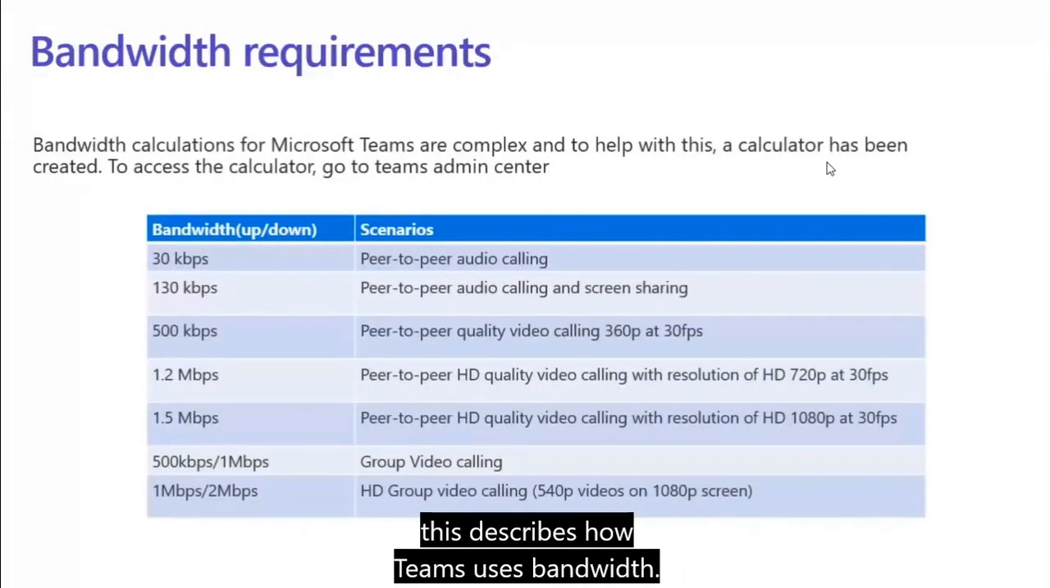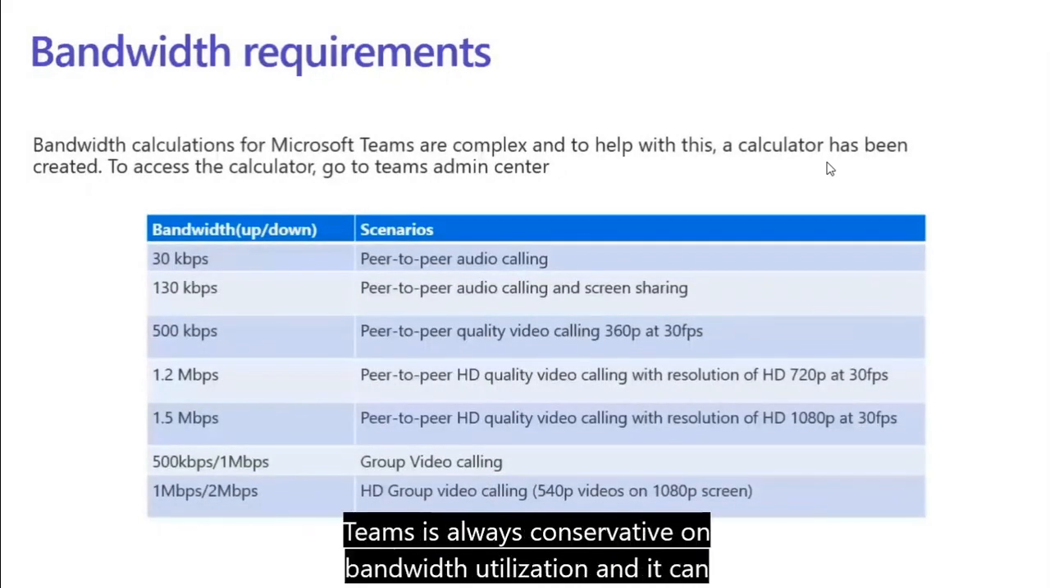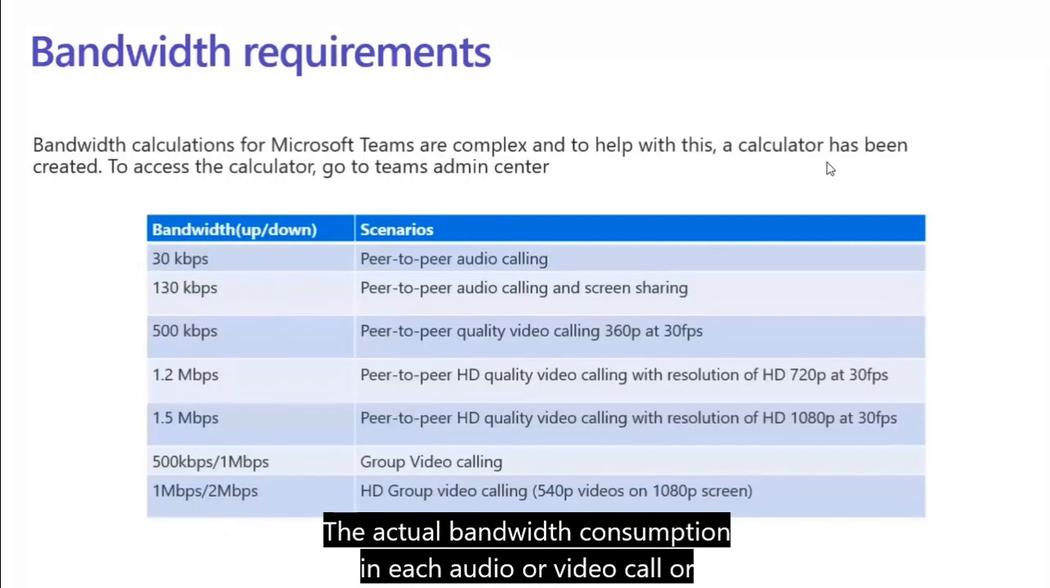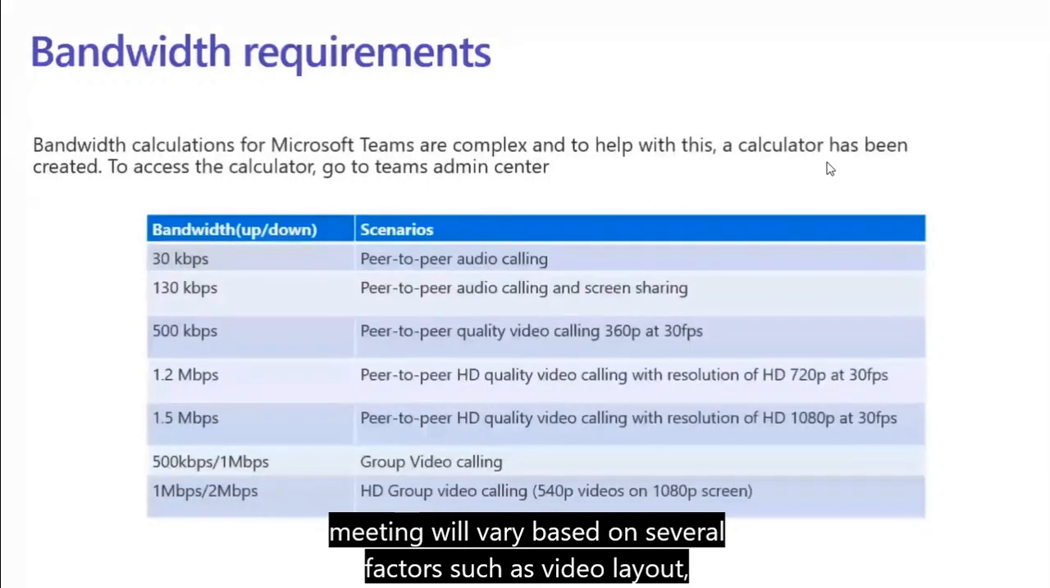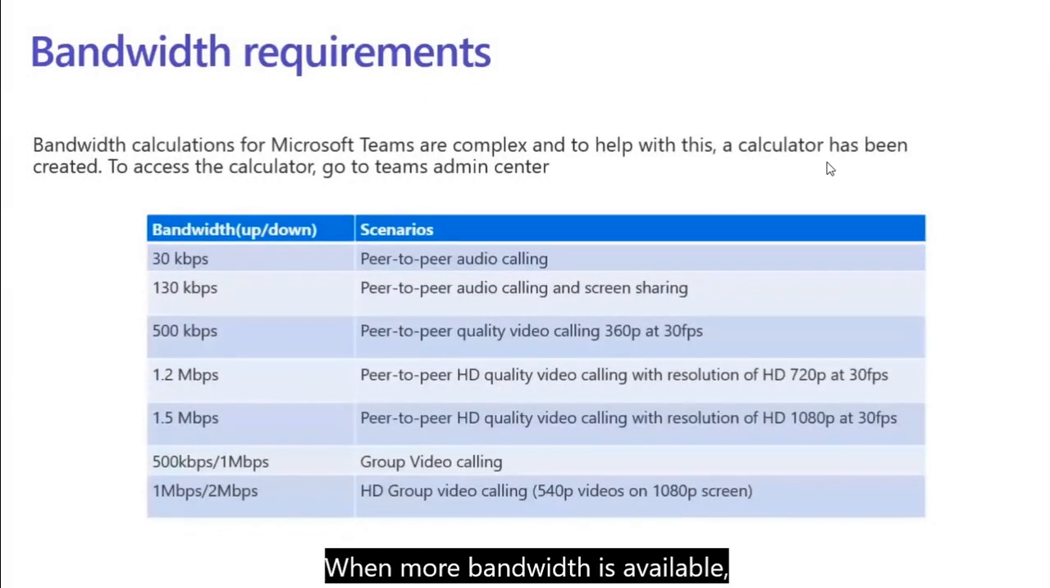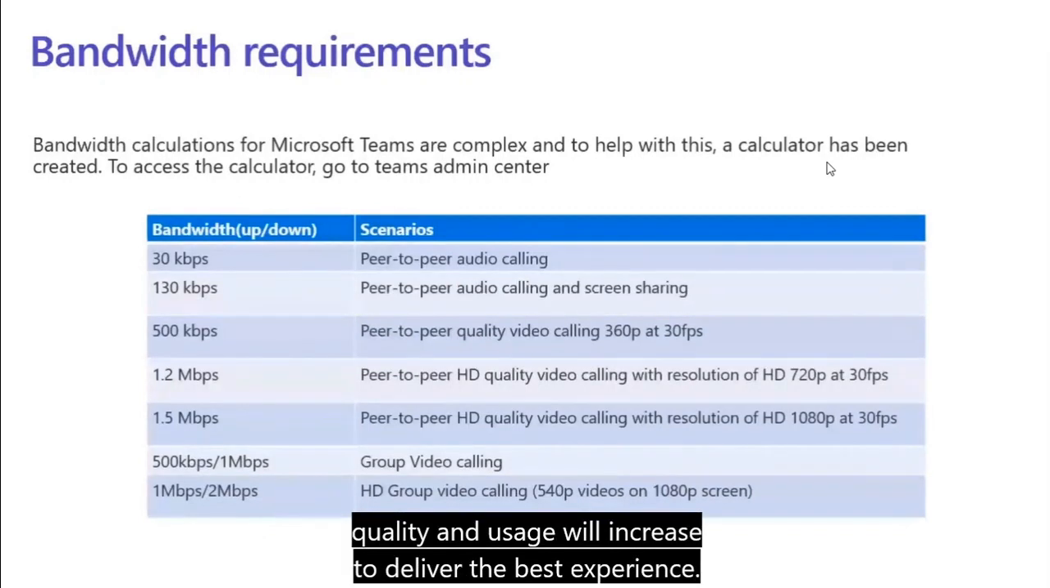So if you look at this table, this describes how Teams uses bandwidth. Teams is always conservative on bandwidth utilization, and it can deliver high definition video quality in under 1.2 megabits per second. The actual bandwidth consumption in each audio or video call or meeting will vary based on several factors, such as video layout, the resolution, and as we discussed, the frames per second. When more bandwidth is available, quality and usage will increase to deliver the best experience.